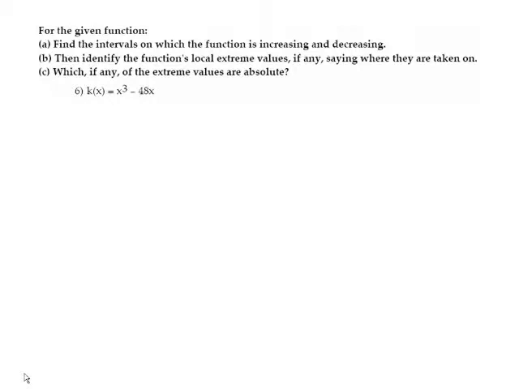It's not going to have any place where the first derivative is not defined. So let's look and see where the first derivative is 0. Well, the first derivative, k prime of x, is equal to 3x squared minus 48, equals 3 times x squared minus 16, equals 0 at x equal plus 4 and at x equal minus 4.